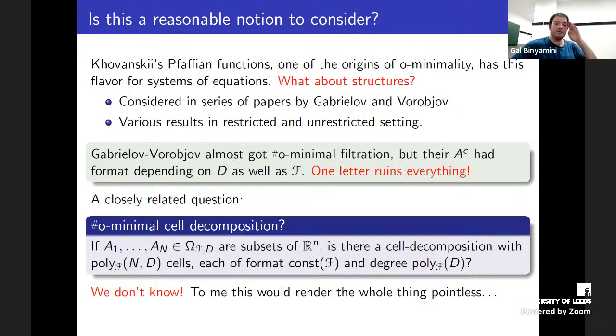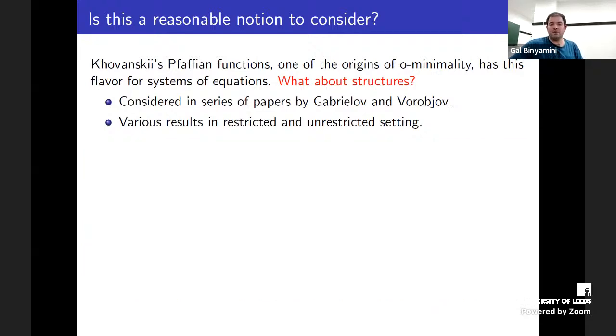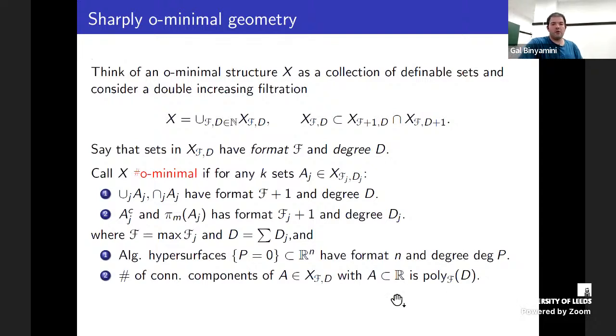There was only one problem, which was that for the complement, they could only prove some effective result. They showed that if you have A of a given format and degree, then the complement has some format and degree as well. But the format was depending on D for them. So you see, I required here that the complement has a format F plus 1. It's not so important if you put here F plus 1 or 2F or some function of F.